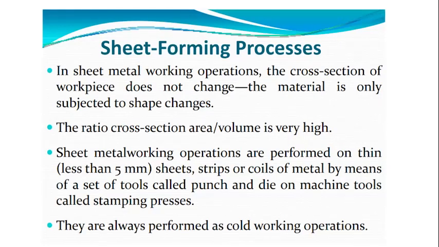Okay. Next, sheet metal forming, that we will see maybe in the next class, or if we are able to cover. In sheet metal forming, the cross section of the workpiece will not change, only the shape will change, and the ratio of cross section area to volume will be very high. So we will see many sheet metal forming operations.